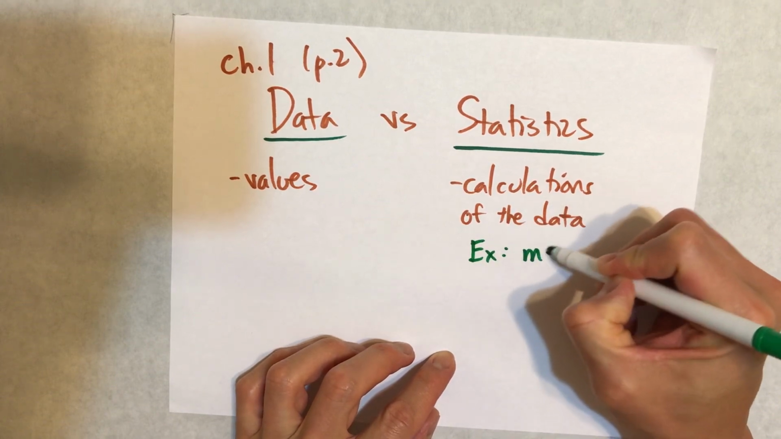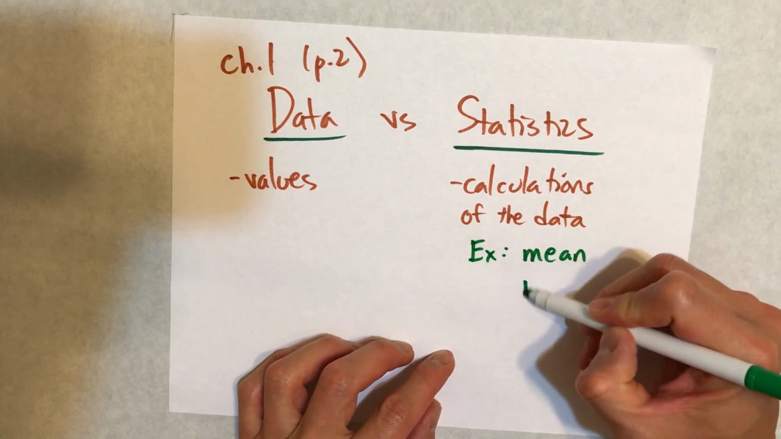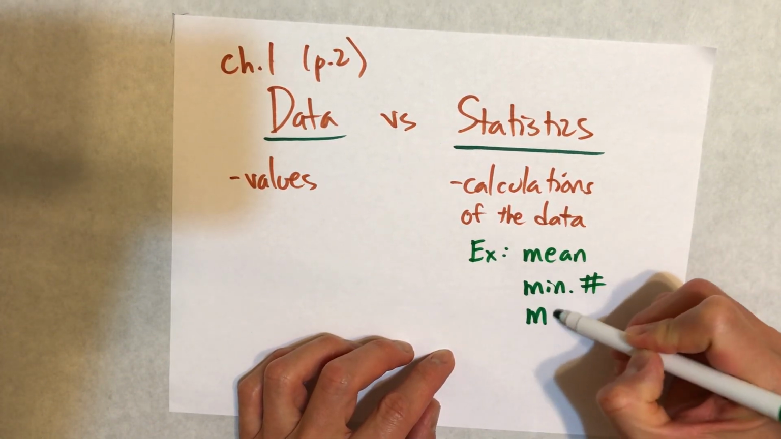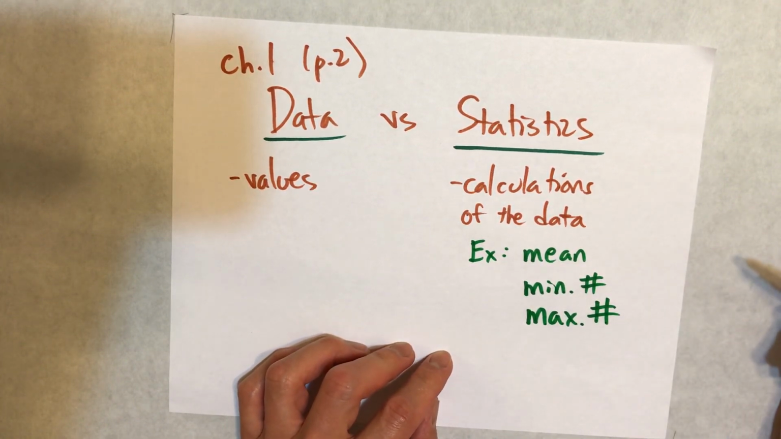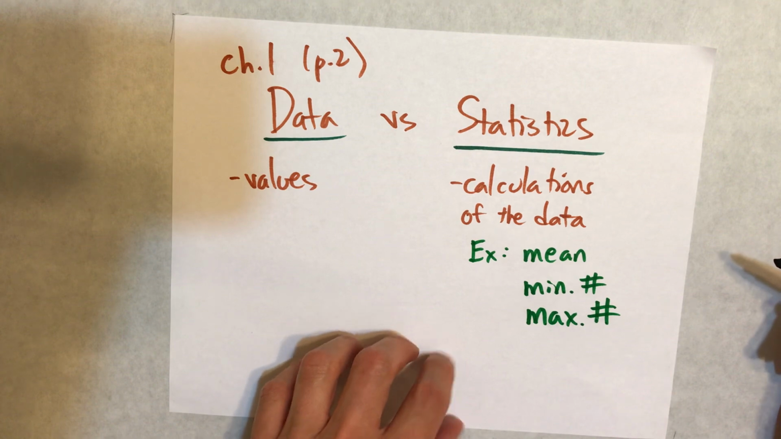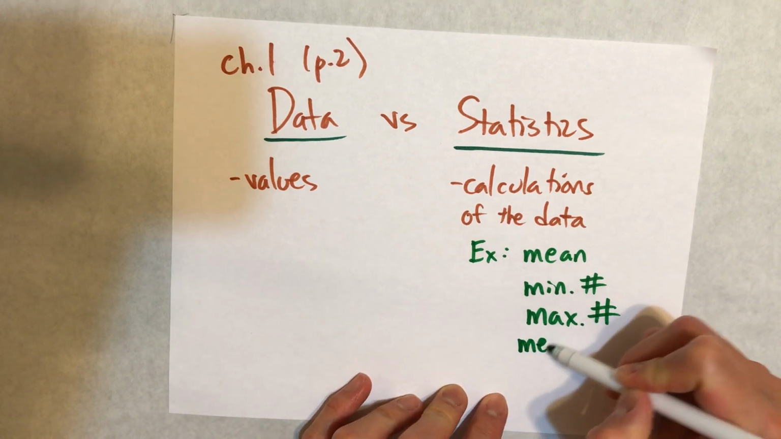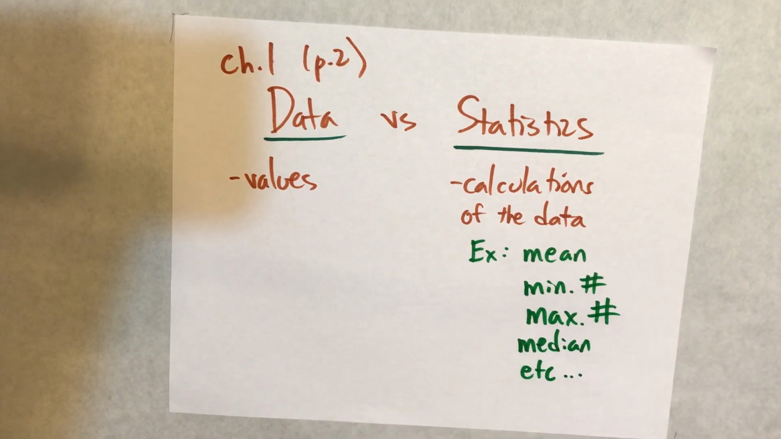So some examples of a statistic could be anything from a mean. Okay, we're going to be dealing with that a lot. You can look at the minimum number. You can look at the maximum number. Okay, and what's that term called again? The middle number, the median, right? Anything like that. So all of these would be considered statistics.